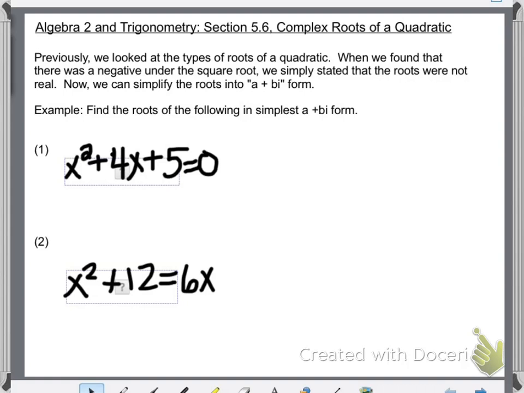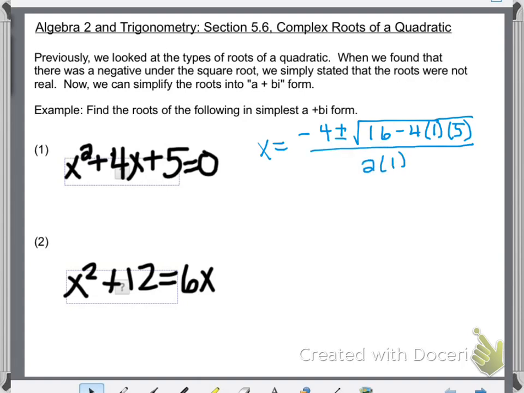So the quadratic formula is x equals the opposite of b plus or minus the square root of b squared minus 4 times a times c, all over 2a. So 16 minus 20 is negative 4. So the square root of negative 4 is 2i. So we have negative 4 plus or minus 2i over 2.